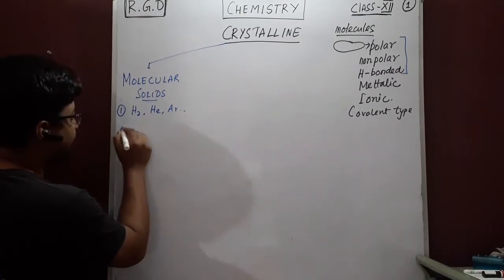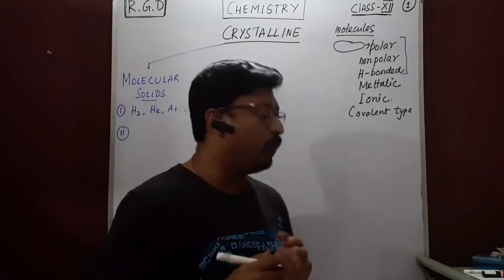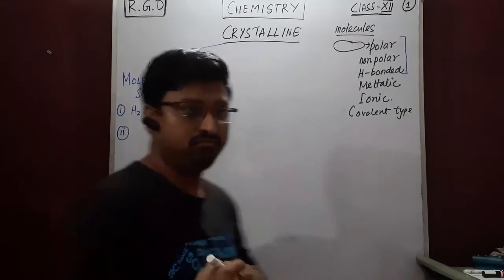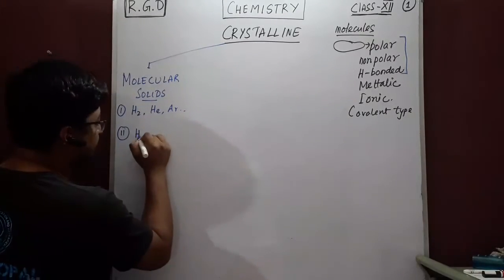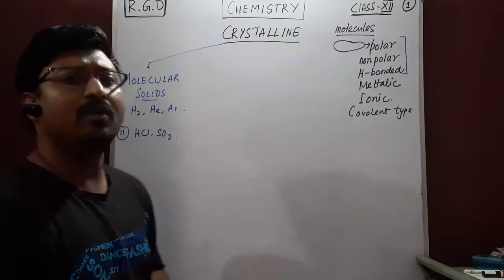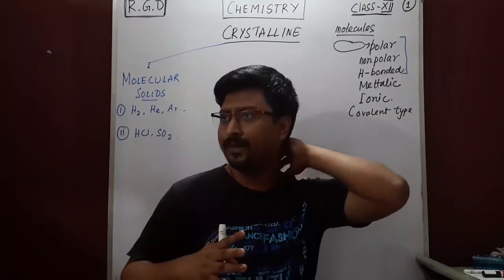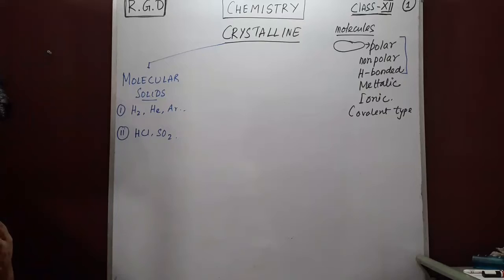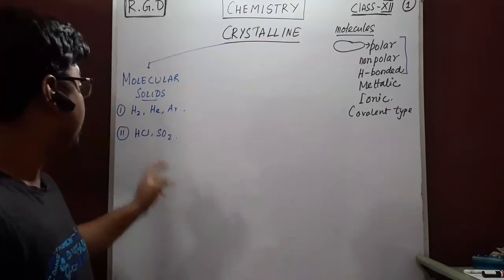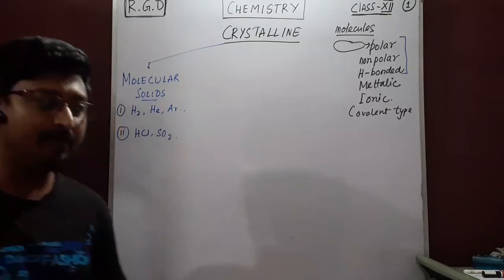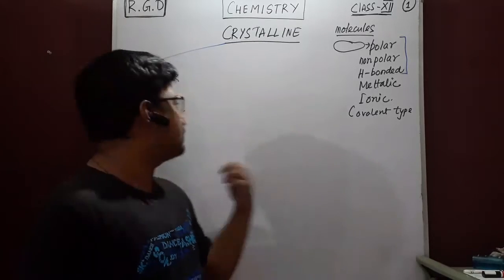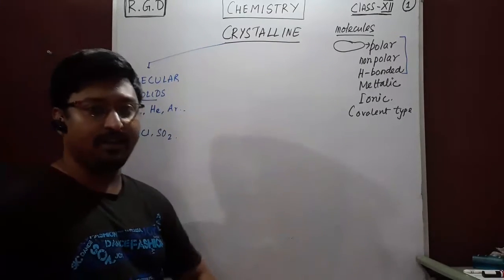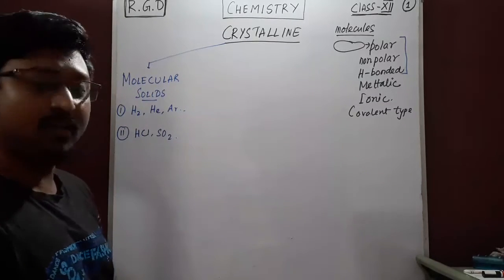Number two, polar molecular solids. It's very obvious, because polar molecules are like HCl and sulfur dioxide. They have a strong and permanent dipole in their system. In HCl, due to the electronegativity difference between hydrogen and chlorine, you have a permanent dipole. In sulfur dioxide also you have a permanent dipole. Due to this permanent dipole interaction, which is obviously stronger than non-polar dipole interactions, they can be solidified. When they solidify, they are another type of molecular solid with a polar character.